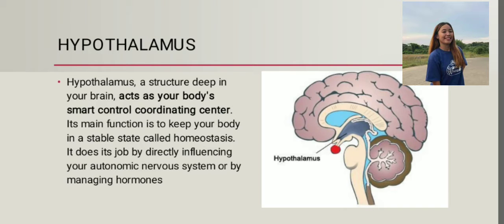Hypothalamus. The hypothalamus is situated deep in your brain and acts as your body's smart control coordinating center. Its main function is to keep your body in a stable state called homeostasis. It does its job by directly influencing your autonomic nervous system or by managing hormones.